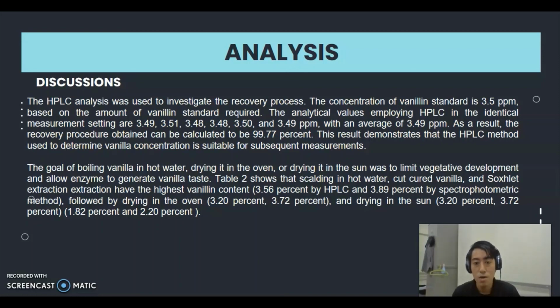3.56% by HPLC and 3.89% by spectrophotometry method, followed by drying in the oven, which has 3.20%, 3.072%, and drying in the sun, which consists of 3.20% and 3.72%, and lastly 1.82% and 2.20%.